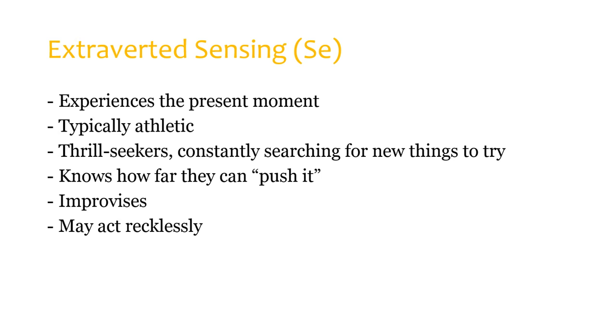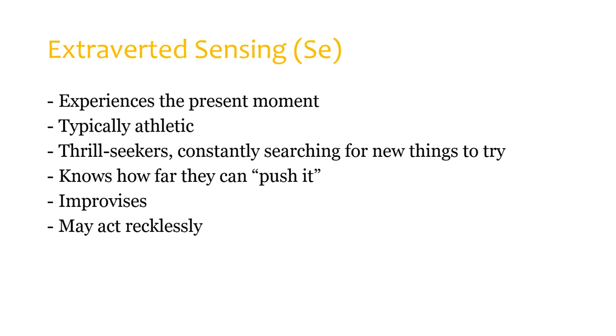Extroverted sensing is our next one. This function is responsible for experiencing the present moment. People with this are typically athletic, which goes along with the present moment. They're very good at making quick, on-the-fly decisions. As we can see lower down on the list here, it says they're improvisers, good at improvising. This goes along with sports. In sports, you're required to think on your feet.